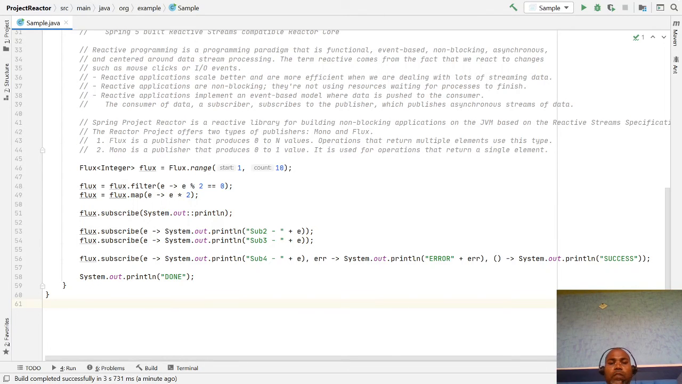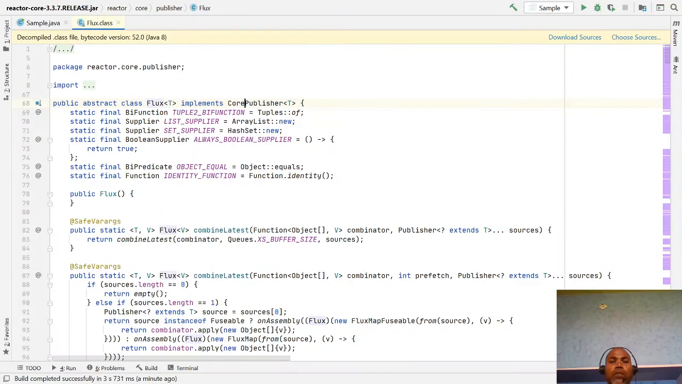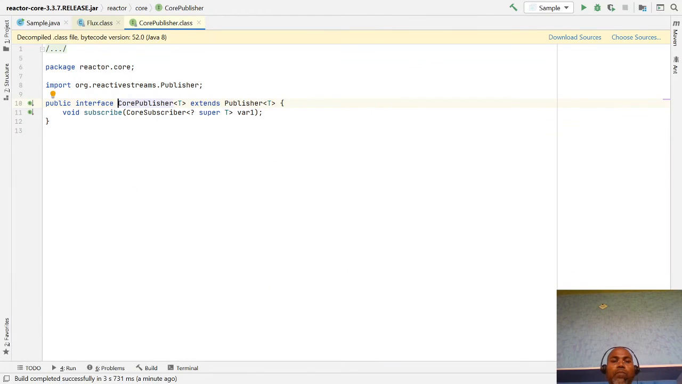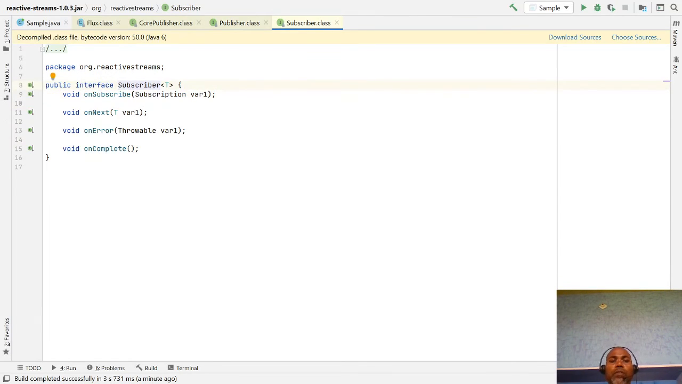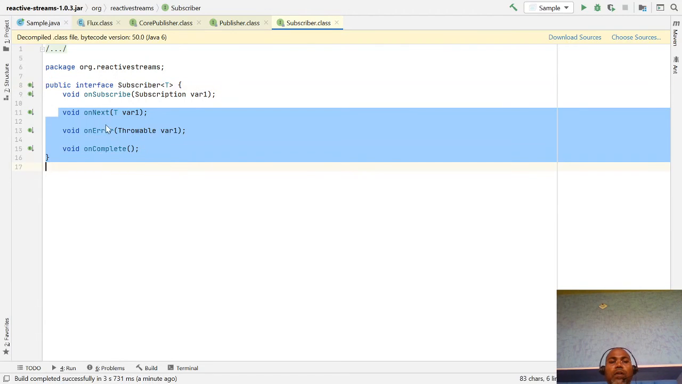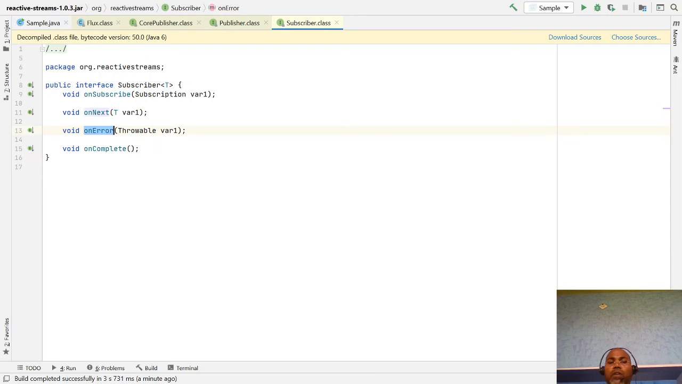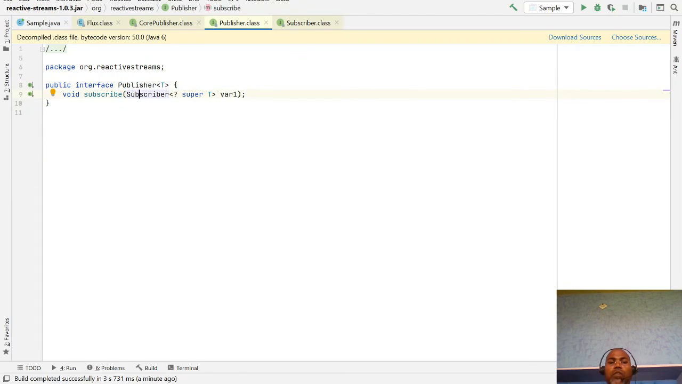And if you go to the code base of this Flux, you will notice that Flux is implemented by Core, and Core is implemented by your publisher. So this is your publisher, I have a subscribe method. Similarly, I have subscription and unsubscribe. These are the three channels I'm talking about: onNext for data, onError for your exception, and onComplete for completion. So these are your subscribers, which are associated to the publisher on the subscribe method.